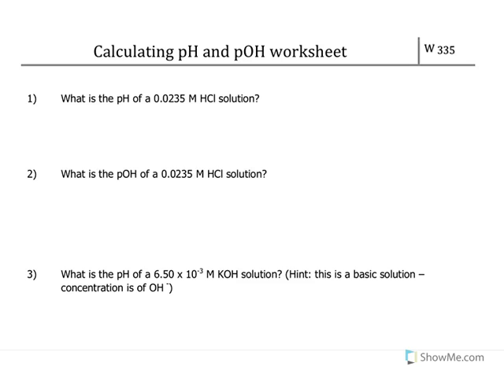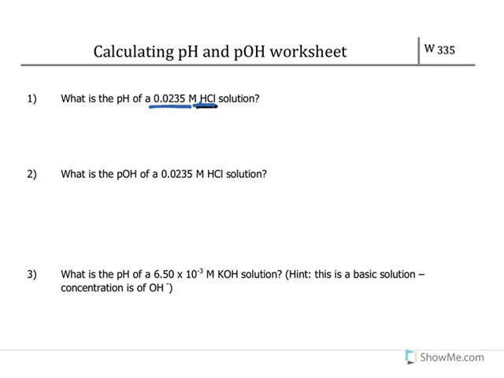It says, what is the pH of a 0.0235 molar HCl solution? First thing we need to realize is, to find pH, we've been doing the negative log of the H plus concentration, right? And it doesn't say H plus concentration anywhere on here, but what we can see is HCl. So HCl is a strong acid. You see that because of the H in front there. And so that means this concentration right there is the H plus concentration, that 0.0235.